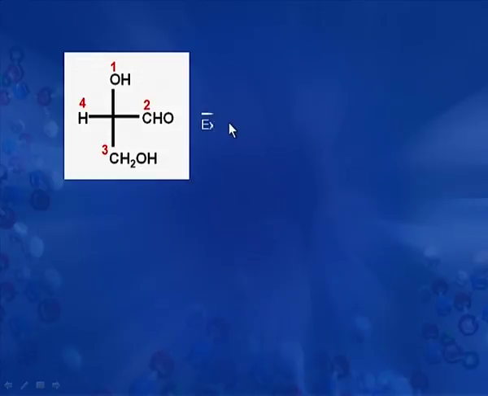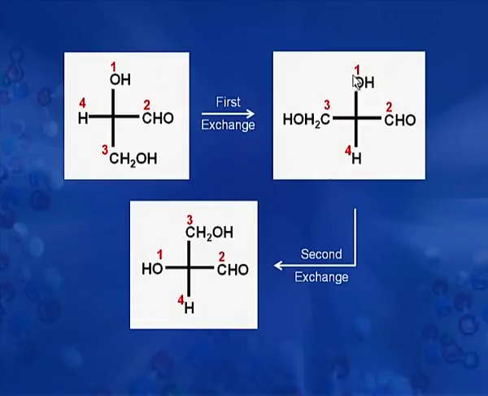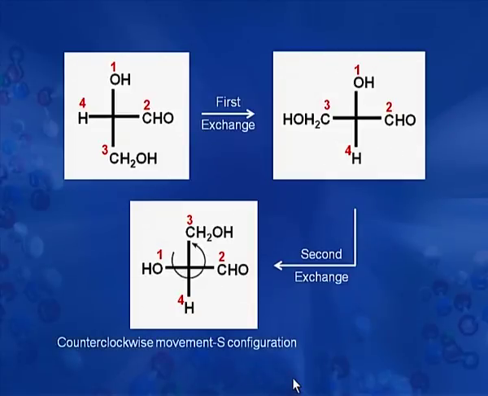Let us say first interchange we do between this group 3 and 4, this comes here. Then we carry out a second interchange, say between this group and this group. The group with the first priority comes here, this is third priority, second priority. Again, now if we look at the sequence 1, 2, 3, we find that we have to move our eyes in a counterclockwise direction and that gives it the S configuration. So, in this way we can assign R or S configuration to the molecules using Fischer projection.